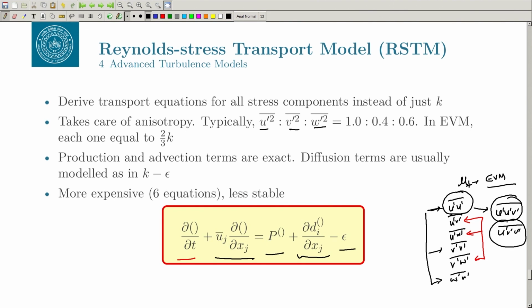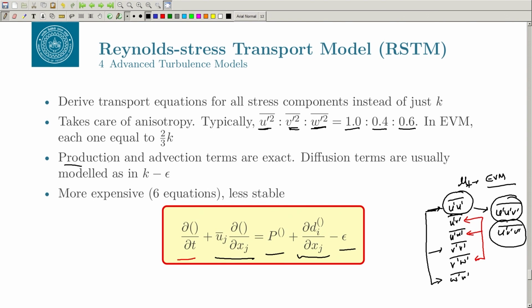Secondly, the anisotropy also, because you are doing this stress term separately. So, we are basically taking care of these terms separately, which is typically in the flow, like if the flow is in x direction, the u prime square will be 1.0, v prime square will be 0.4, and w prime square bar will be equal to 0.6. So, this is how the anisotropy is. So, this stress term takes care of that.